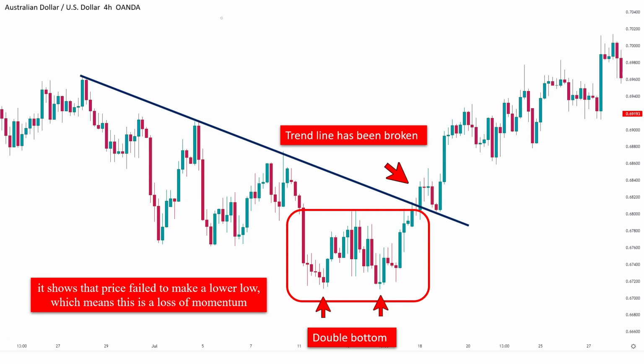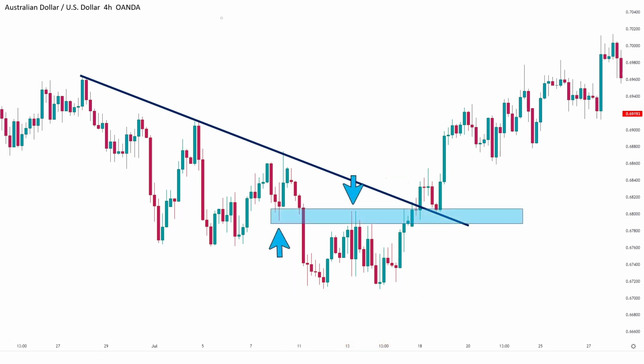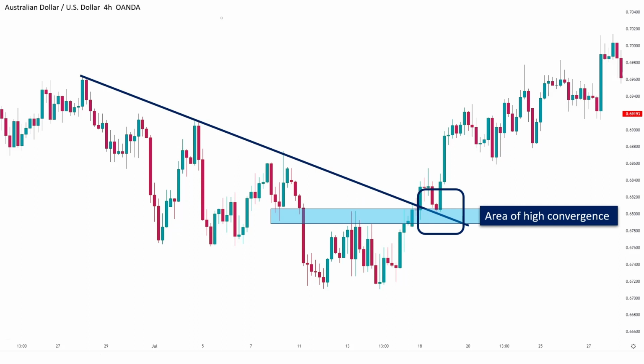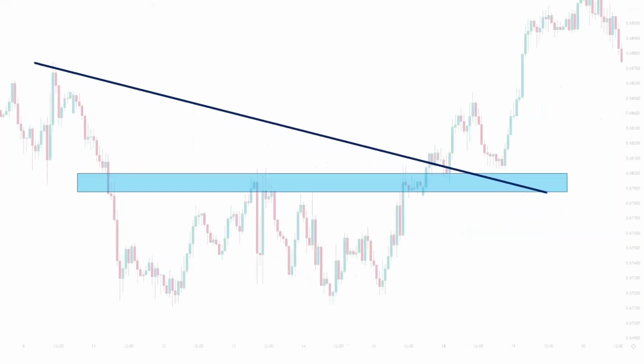Now in the second step, we can identify this key level that has acted as both support and resistance. Third, we can identify this area of high convergence, where your key level and the trend line cross. Now that we have identified our optimal trading zone, let's jump into the lower time frame to have a more precise and early entry.